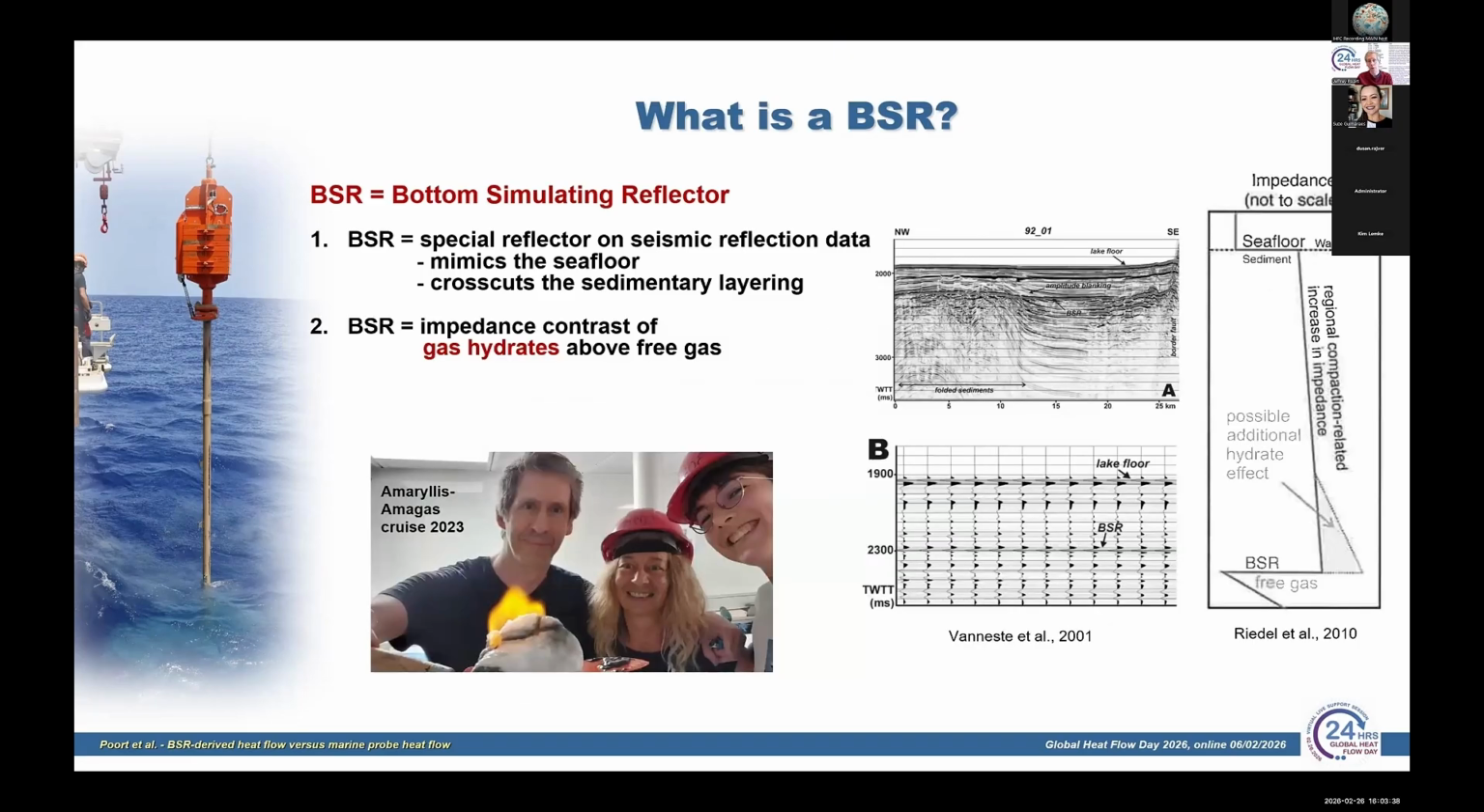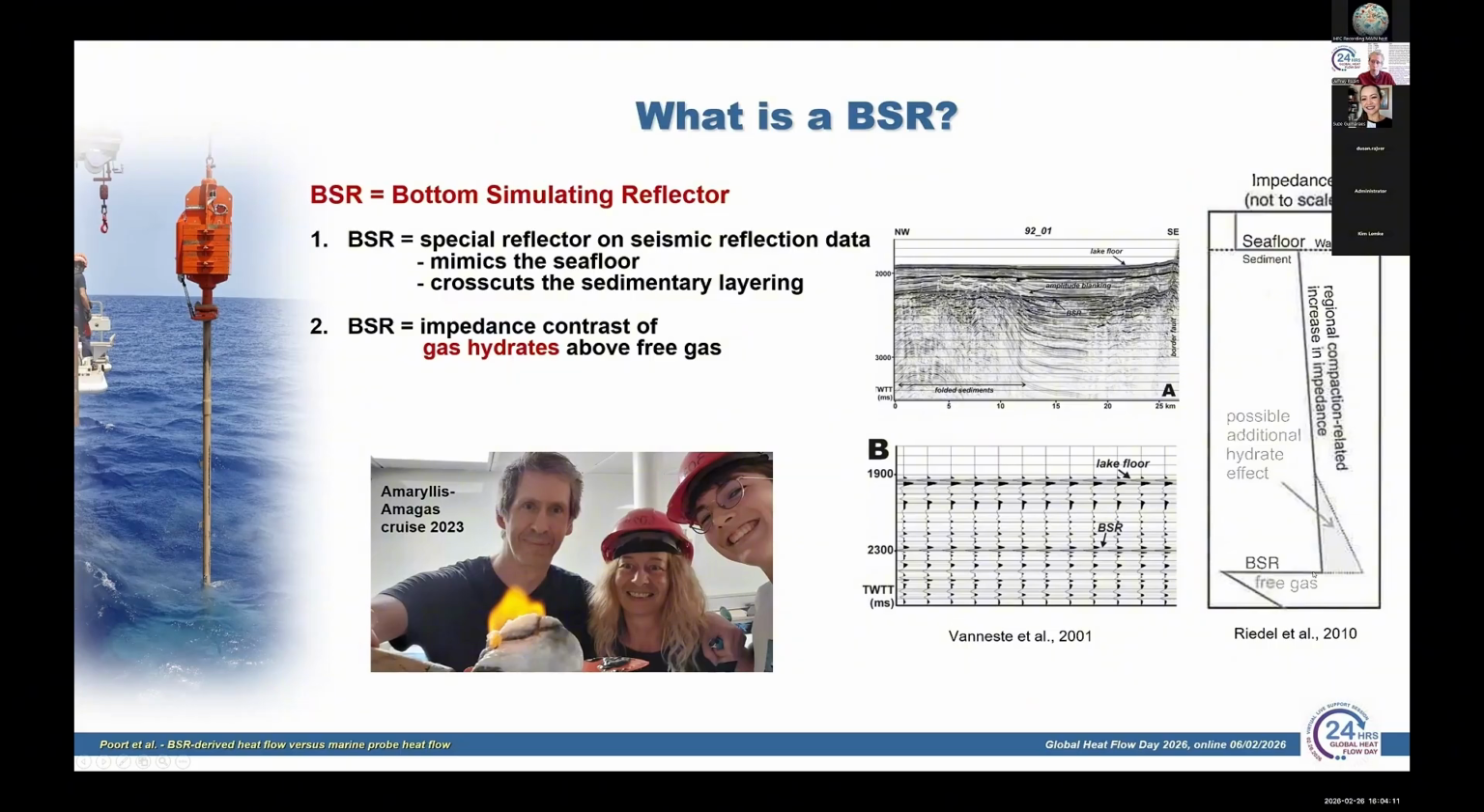So where does it come from? It's the result of an impedance contrast between gas hydrates on top of free gas. If you see here on the right image, we have this layer in the sediments, and then there is a part where we have some gas hydrates and just underneath, free gas. This gives a very strong impedance contrast in the seismic reflection data.